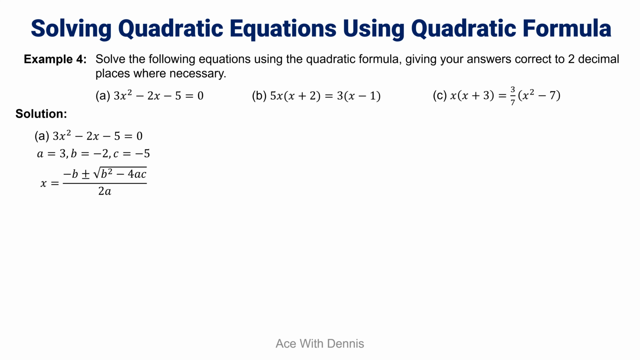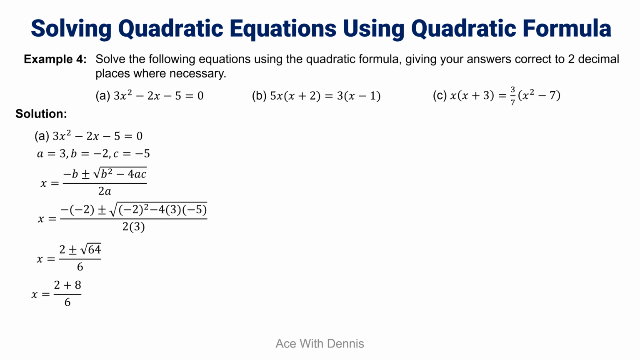So x equals negative b plus minus square root of b squared minus 4ac over 2a. What we have to do is substitute the values of a, b, and c into this formula. Hence, we'll get x equals negative (negative 2) plus minus square root of (negative 2) squared minus 4 times 3 times negative 5 over 2 times 3. Then we simplify this equation first. We'll get x equals 2 plus minus square root of 64 over 6.